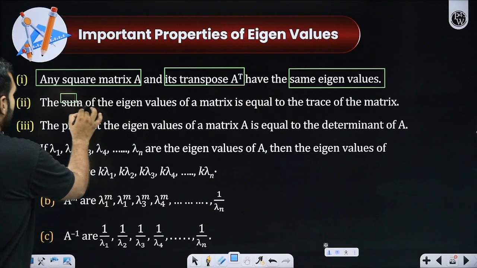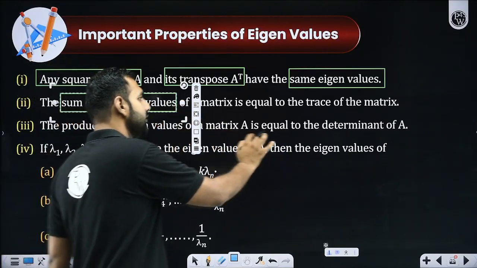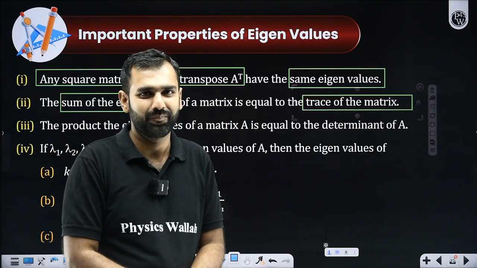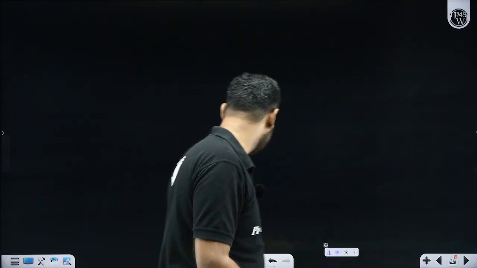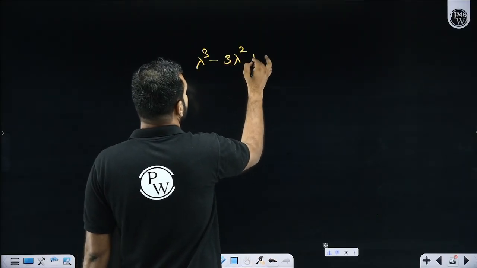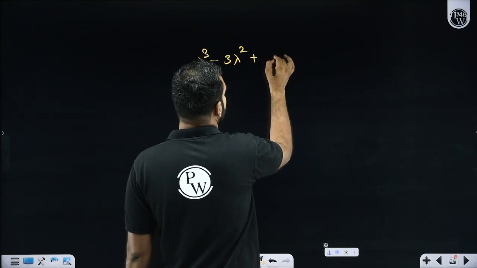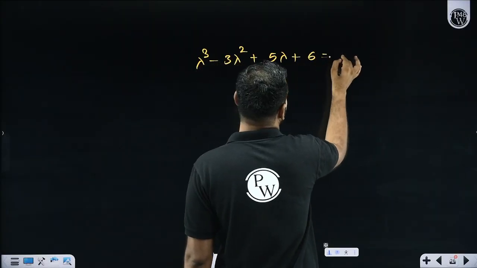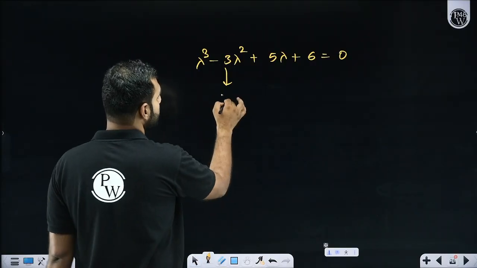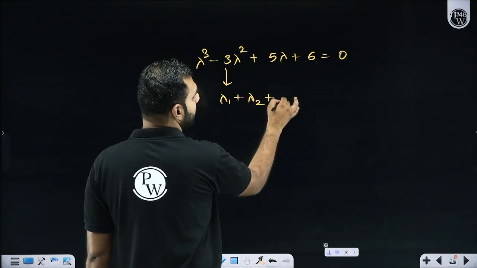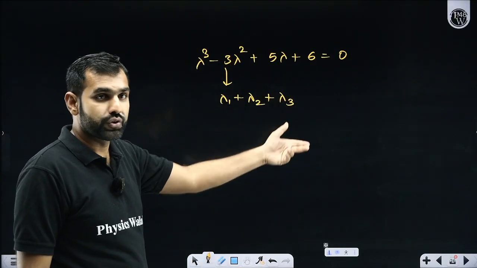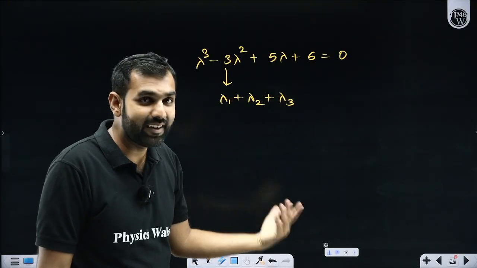Now the second part. This is the most beautiful part. The sum of the eigenvalues of a matrix is always equal to the trace of the matrix. Why is it true? If there is lambda cube minus, let's say, 3 lambda square plus 5 lambda plus 6 is equal to 0, then the coefficient of lambda square is the sum of the roots taken one at a time, lambda 1 plus lambda 2 plus lambda 3. So minus 3 here is the sum of the roots, which means the sum of the eigenvalues.